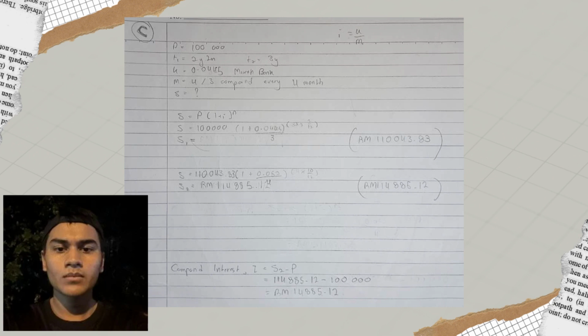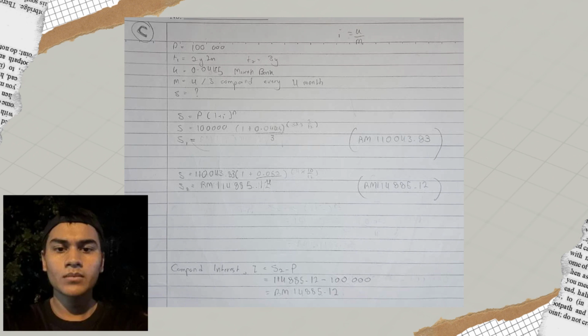So let's take a look for calculation. For question B, Daniel choose Mewah Bank to invest his money. So first thing first, based on the question that has given, we know that P is 100,000, T is 3 years, K is 0.0445, and M is 4 because it says compounded quarterly.